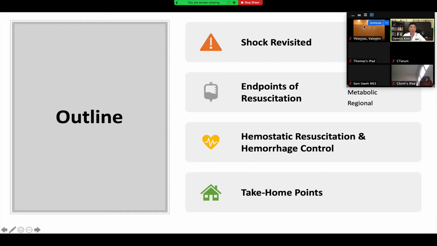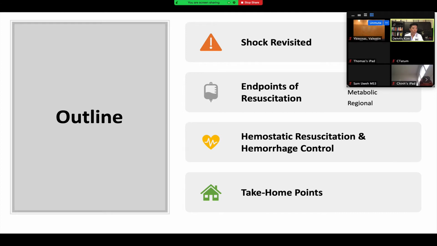In terms of the outline for this talk, we're going to first talk about shock, and of course this will be a general overview of what we mean by shock, the classification of shock, as well as stages of shock. And then the vast majority of this talk is really going to focus in on endpoints of resuscitation.